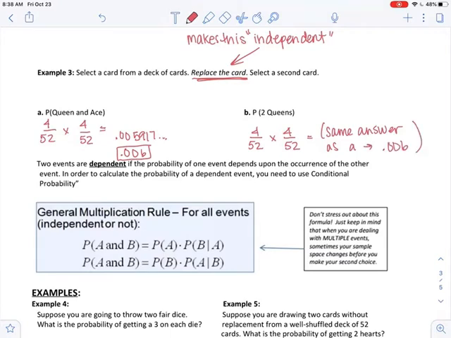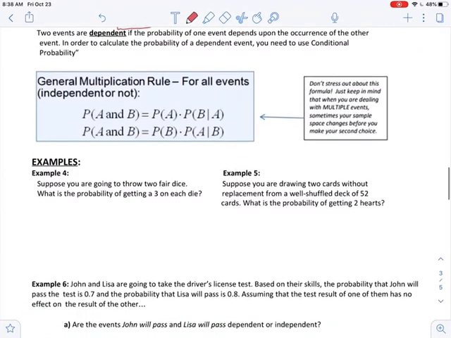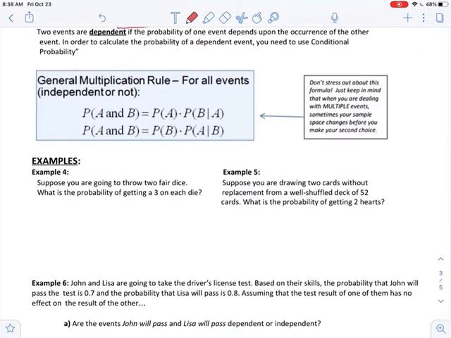So if 2 events are dependent, the probability of one event depends on the occurrence of the other event. In order to calculate the probability of a dependent event, you need to use conditional probability. So here is essentially our multiplication rule. We find the probability of our first event, and then we find the probability of our condition. Don't worry about these formulas too much.